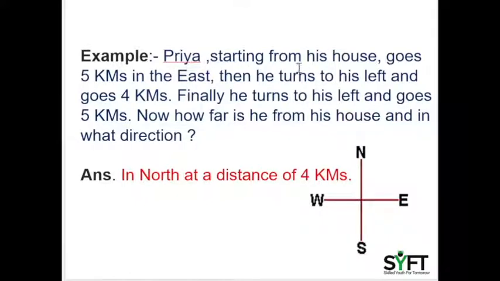Let's consider Priya's house to be at the center. If she goes 5 kilometers east and then turns left, that means she is proceeding towards north. She goes 4 kilometers towards north and finally turns left and goes 5 kilometers, that is back to the main line at which her house resides. So she is in the north direction, at a distance of 4 kilometers straight away from her house.